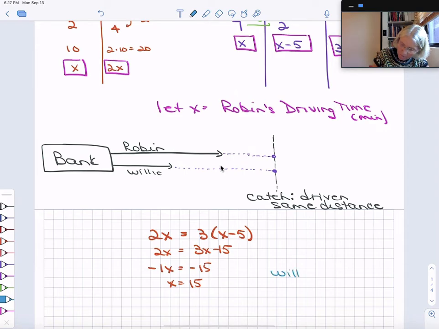So Willie catches Robin after 10 minutes, driving for 10 minutes. I hope nobody was hurt in that driving.